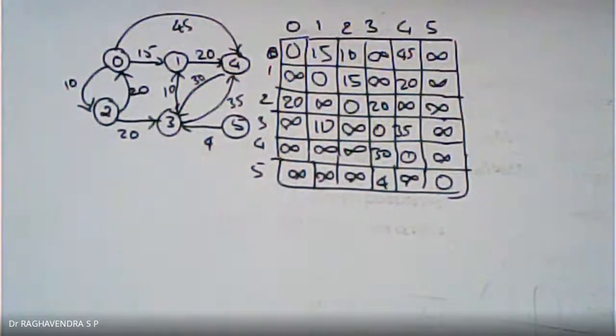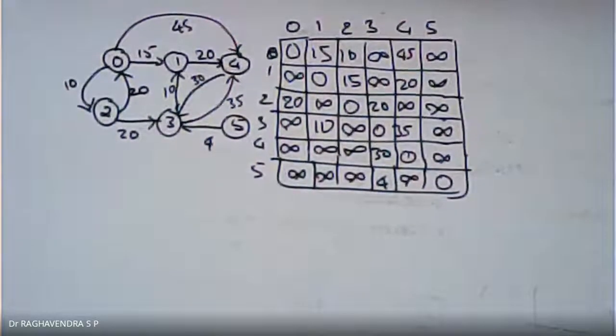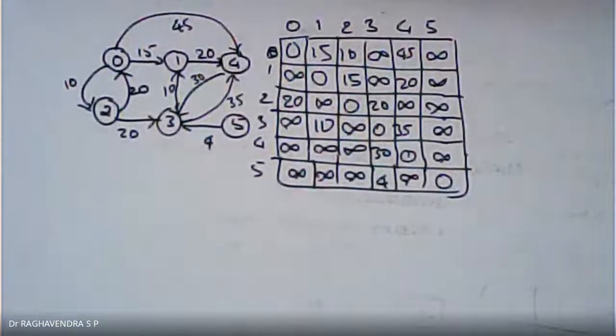So it is there in the syllabus. So that is the sixth problem. So I am going to see that. So this is today's problem: from a given vertex in a weighted connected graph, find the shortest path to other vertices using Dijkstra's algorithm. So this is what I wanted to implement today. So I'm going to share the screen now for implementation.